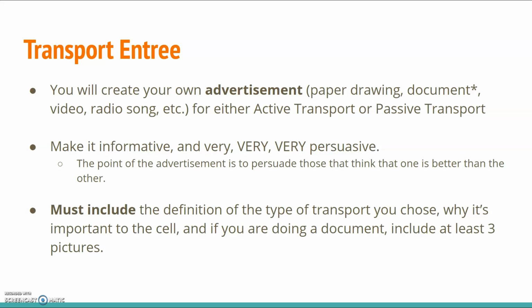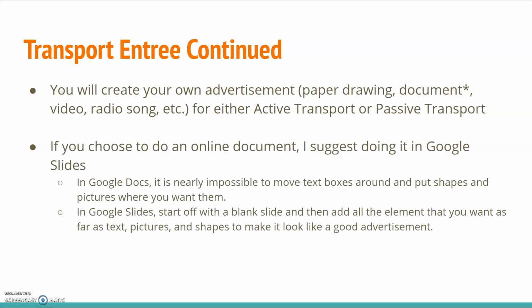So include the definition of the type of transport you chose, why it's important to the cell, and if you're doing a document, include at least 3 pictures. So if you choose to do an online document, I do suggest a Google Slide. This is because in Google Docs, it's like impossible to move around text boxes and put shapes where you want them. In Google Slide, you can just make a blank slide and then add all the elements that you want as far as pictures and text and shapes and backgrounds and word art and all the other elements you can do. So that's the transport entree.